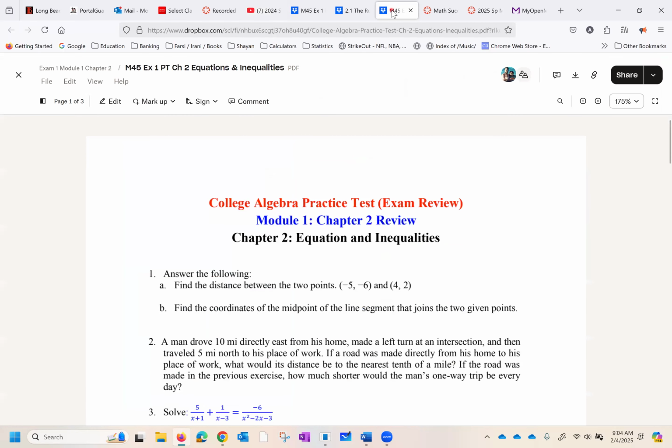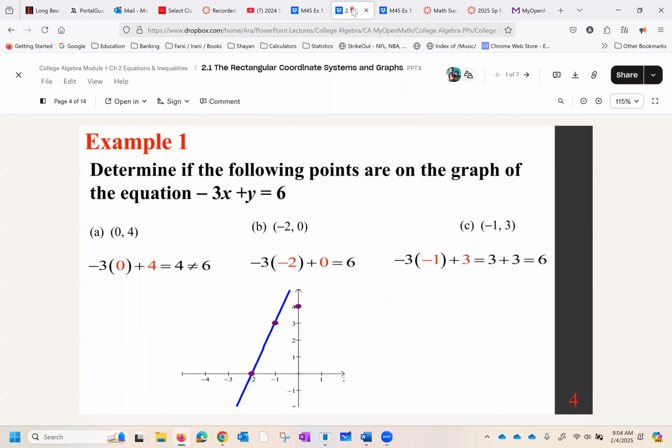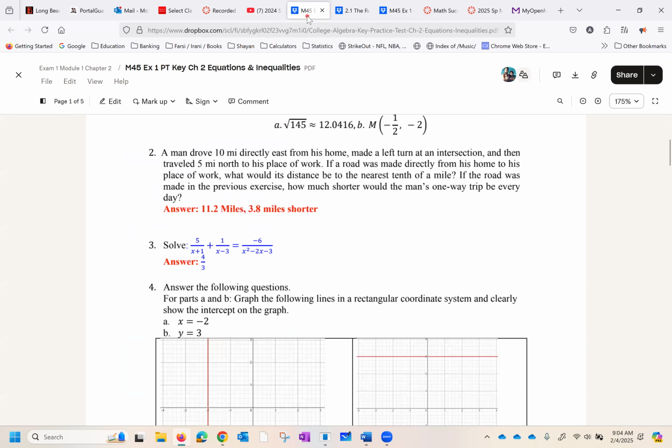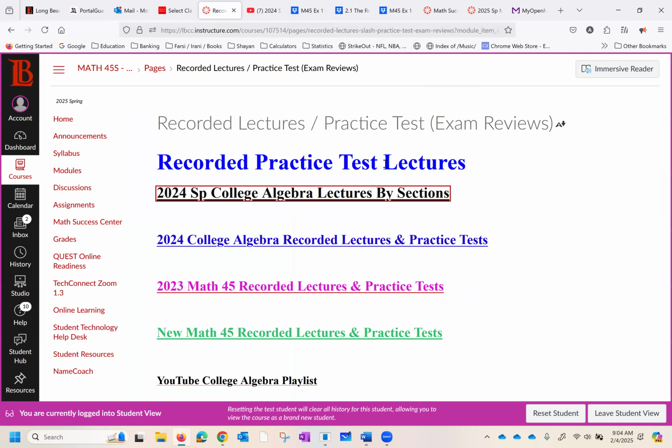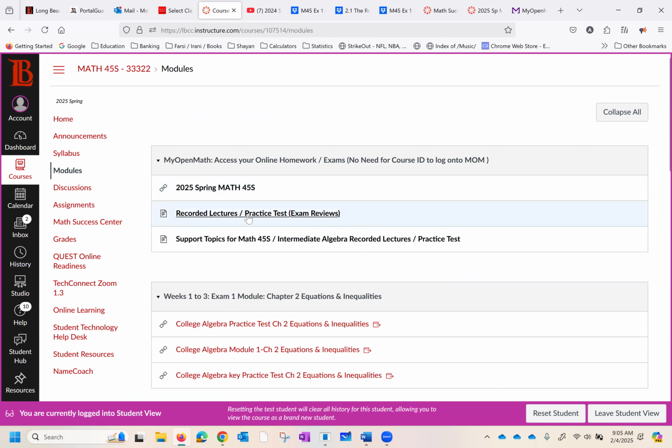Remember, over here we have the practice test. Over here we have the PowerPoints. Over here we have the key to the PowerPoints. And now we have all those PowerPoints explained step by step, and all those practice tests solved step by step, recorded. So just this one, the very top one, under the modules, just this one has everything you need. If you follow those recorded videos, you'll be more than ready for the exam. It does have the lectures, and it does have the practice test, exam reviews, whatever you want to call it.